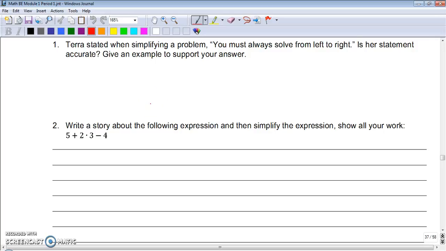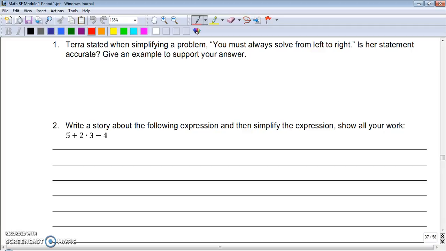In this video, I'm going to take you through the 1.2 review lesson. If I'm going too fast at some point or you need to copy something down, feel free to pause the video or rewind it.